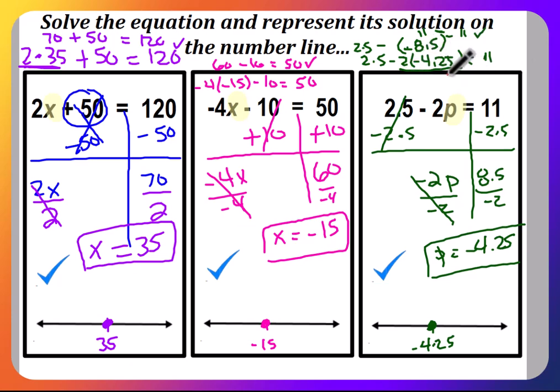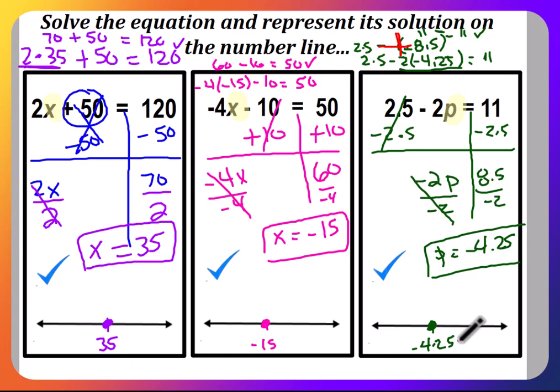2 times a negative 4.25 gives you a negative 8.5. Then you have 2.5 minus a negative 8.5. Remember, the double negative turns into a big old positive sign. Two positives, add them up. 11 equals 11. That is true. So p equals negative 4.25 is the correct answer.